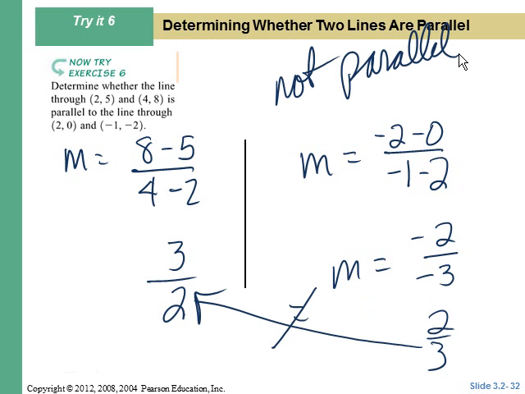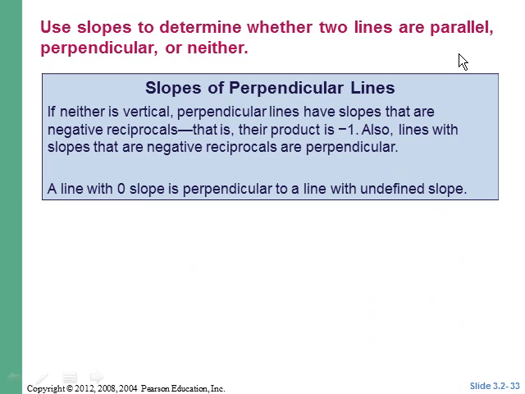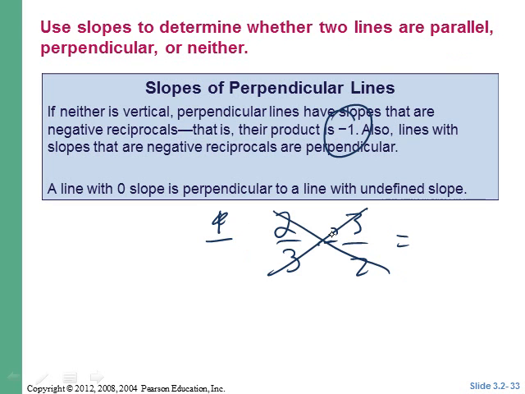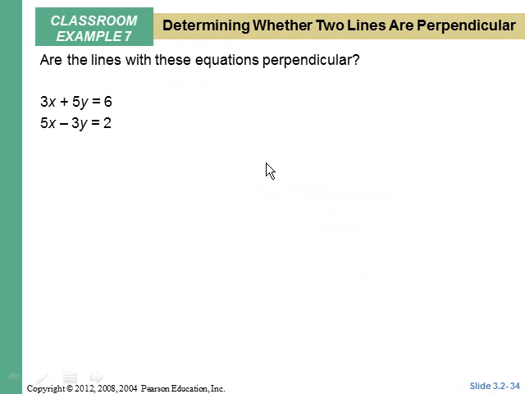Interestingly enough, they're not perpendicular either. Okay? Because to be perpendicular, their product has to be -1. And that's why, for instance, if you had 2/3 times 3/2 negative, these two cancel, you have a negative sign, and your answer is -1. So they're going to be negative reciprocals of each other.